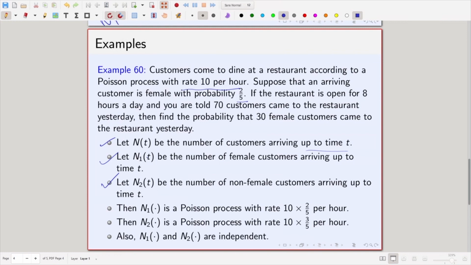Fine. Now, again using the concept of Poisson thinning, we get that N1 dot is a Poisson process with rate 10 times 2 by 5 per hour, and N2 dot is a Poisson process with rate 10 times 3 by 5 per hour. That is because the total rate is 10 and a customer is female with probability 2 by 5, so non-female with probability 3 by 5. So, the rate of female customers will be 10 times 2 by 5 and the rate of non-female customers will be 10 times 3 by 5 per hour. And again N1 dot and N2 dot are independent. That is what we get from the theorem of Poisson thinning. So, again here the first concept that we use is Poisson thinning.